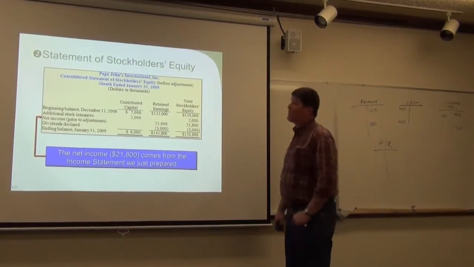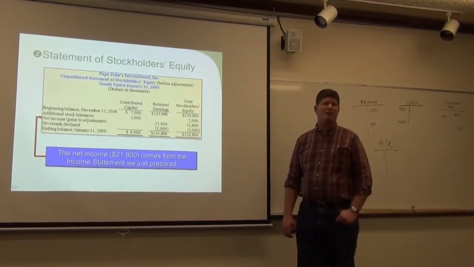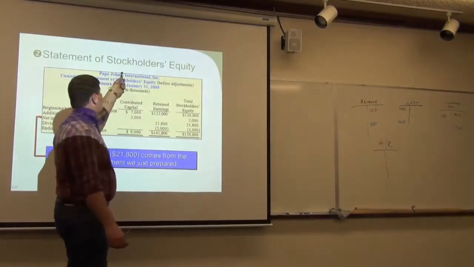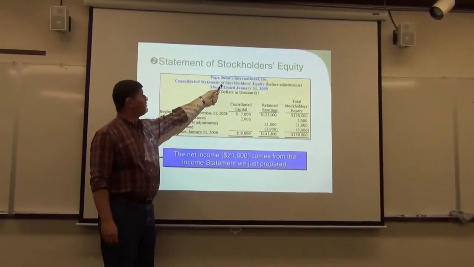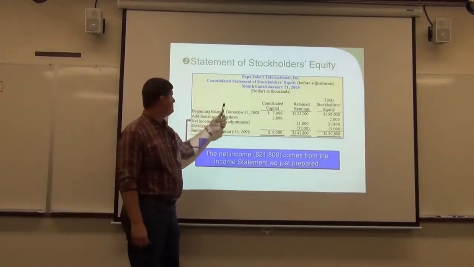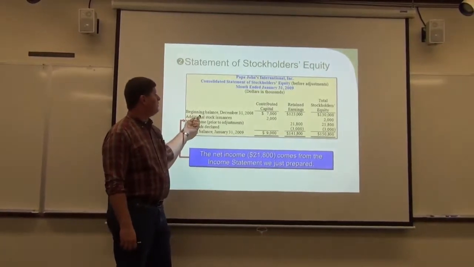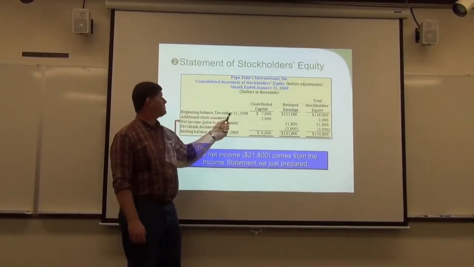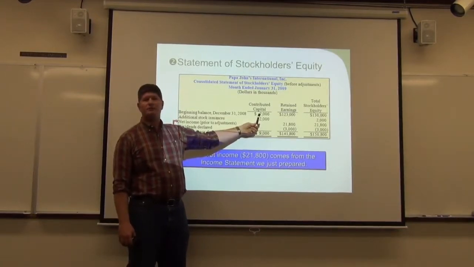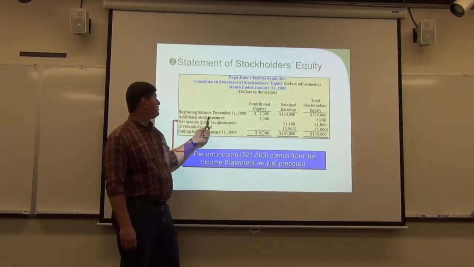Stockholders' equity. I like this format. It makes it very clear what's going on. So we've got Papa John's Statement of Stockholders' Equity for the month ended January 31. Who, what, and when. Beginning balance December 31, contributed capital. Here's what people had paid for the stock. We sold some more stock.